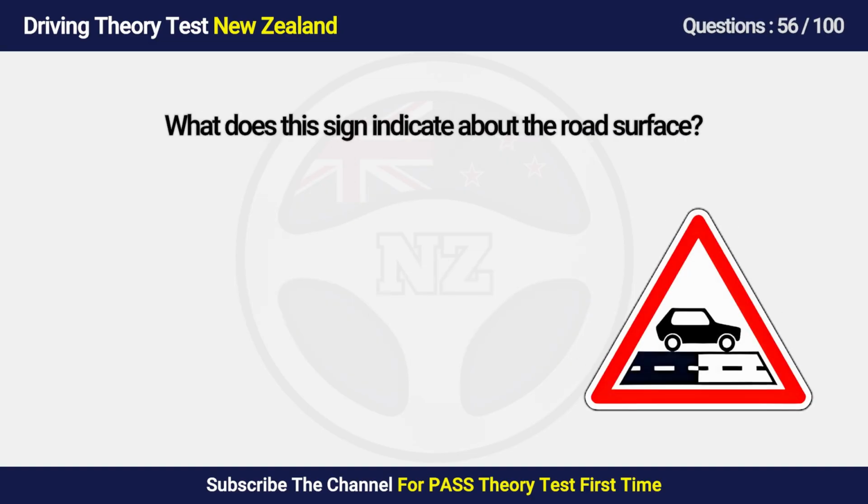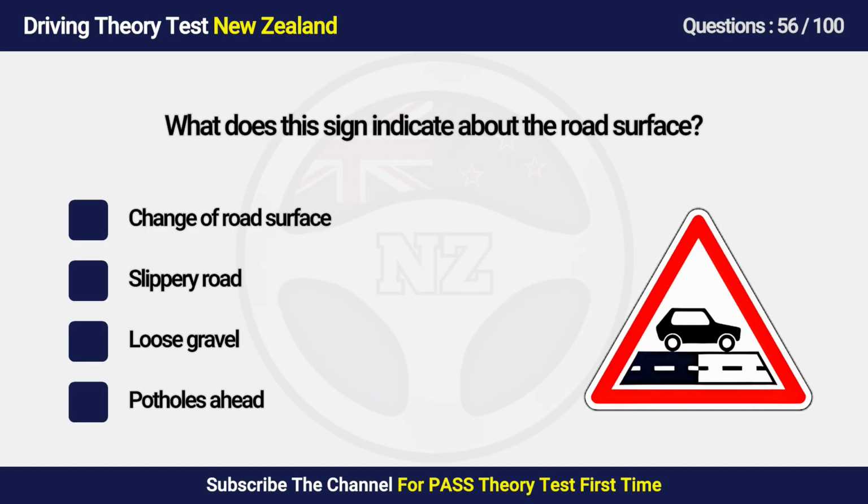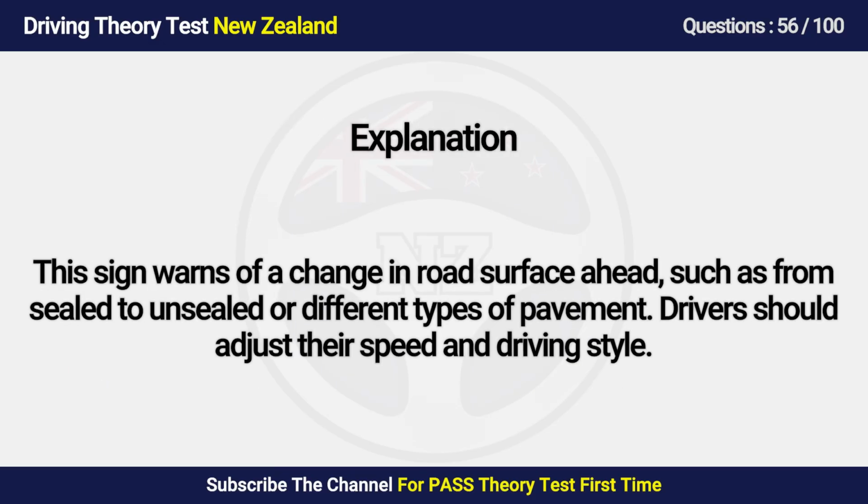Question 56. What does this sign indicate about the road surface? A. Change of road surface. B. Slippery road. C. Loose gravel. D. Ahead. Answer is A. Change of road surface. This sign warns of a change in road surface ahead, such as from sealed to unsealed or different types of pavement. Drivers should adjust their speed and driving style.